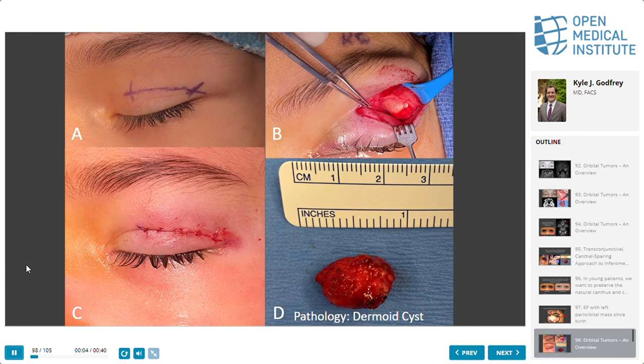And these can nicely be removed through eyelid crease incisions. I see my colleagues in dermatology and ENT making big incisions on the side of the face, but these hide really nicely in that natural eyelid crease. And with just a bit of retraction and dissection, you can usually remove these in total without anything disfiguring.